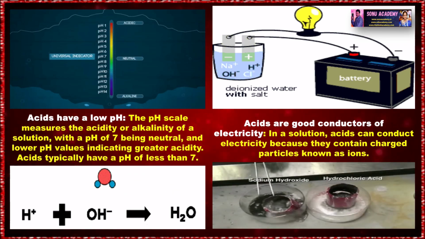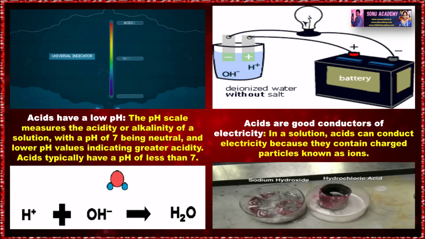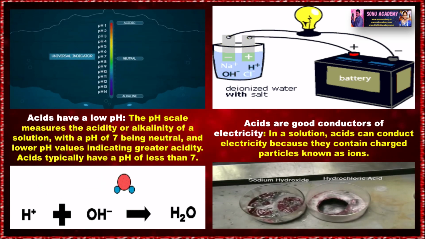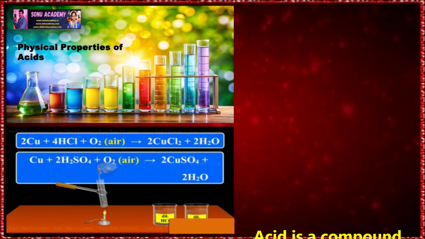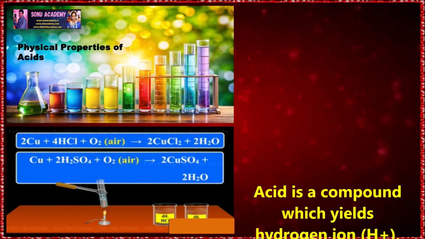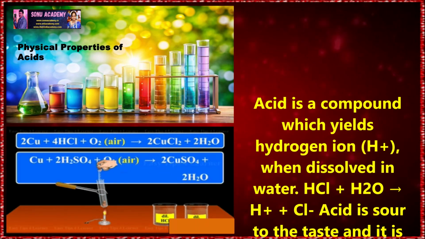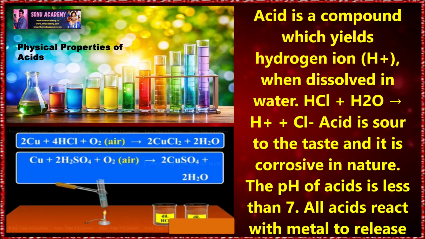Acids are good conductors of electricity. In a solution, acids can conduct electricity because they contain charged particles known as ions. Children, acid is a compound which gives hydrogen ions when dissolved in water, and acid is sour to taste and corrosive in nature. The pH of acids is less than 7.